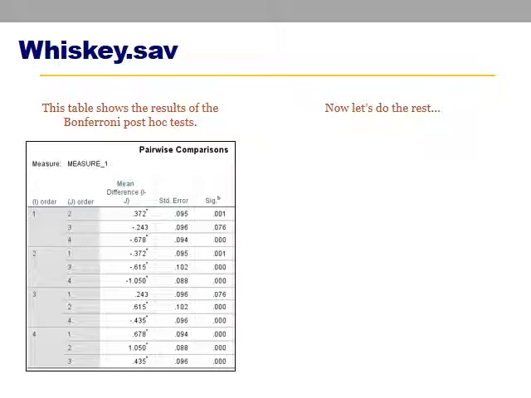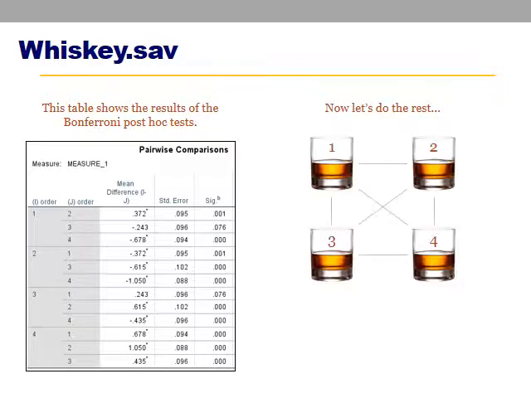So far we know that the first row of output in this table tells us that people rated whiskey number 1 as tasting better than whiskey number 2. What we now need to do is perform the rest of these comparisons. And as you can see here, there's a total of 6 comparisons that we need to perform. 1 versus 2, 1 versus 3, 1 versus 4, 2 versus 3, 2 versus 4, and 3 versus 4.